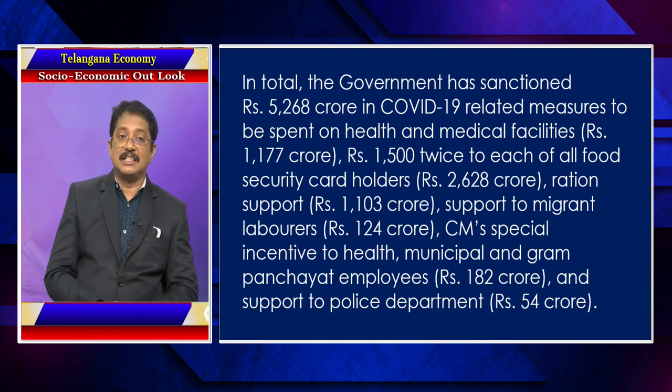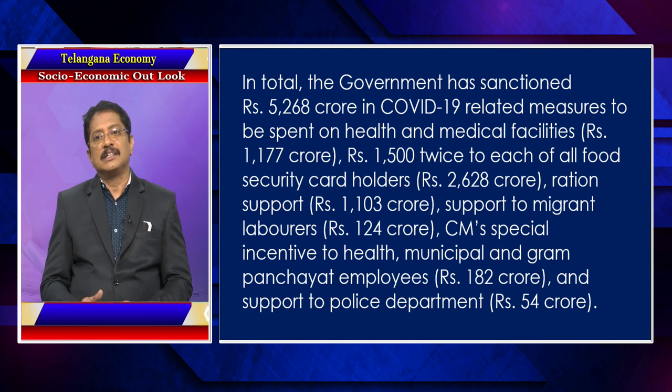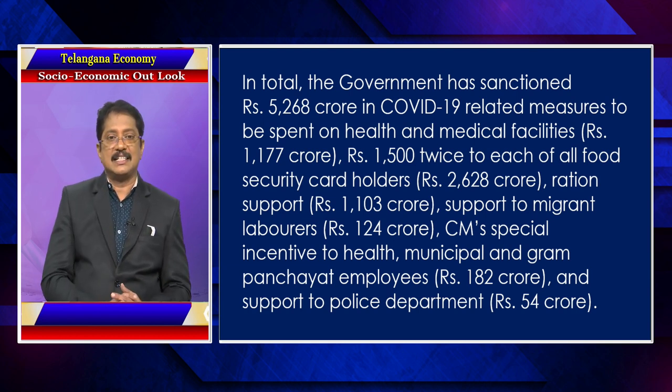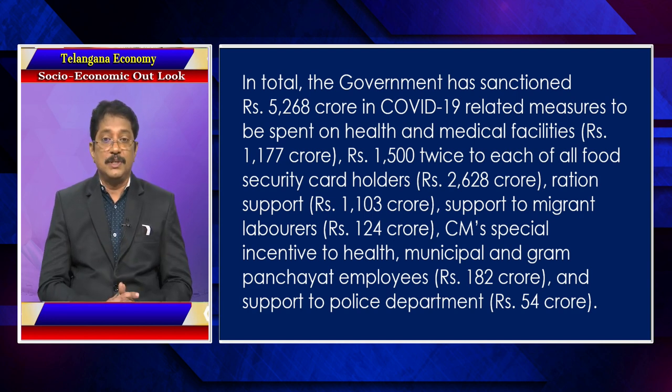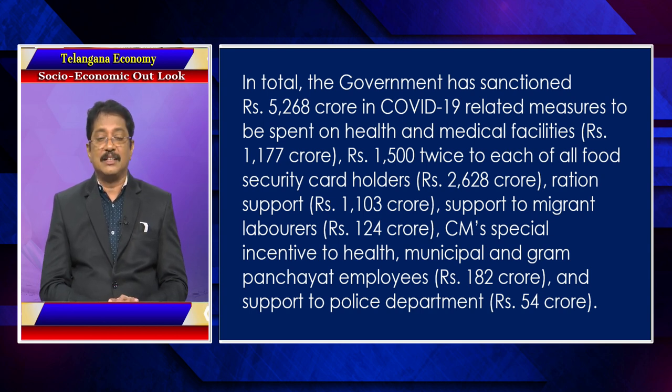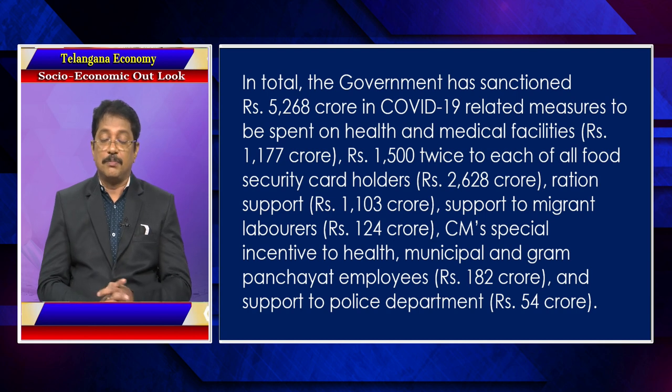Actually, the government has sanctioned 5,268 crores in COVID-19 related measures to be spent for the health and medical facilities, and its division is like, I will say the statistics now. For health and medical facilities, it is 1,177 crores, and as we already discussed, 1,500 rupees for each family is given twice to food security card holders, meaning white ration card holders. For that, 2,628 crores, and the ration support for that 1,103 crores.